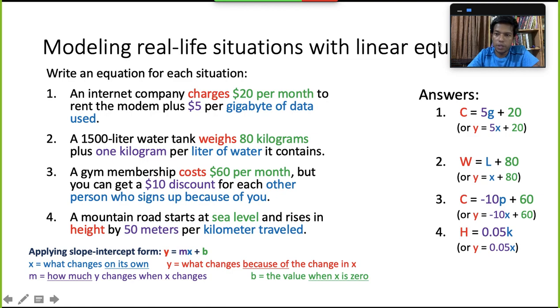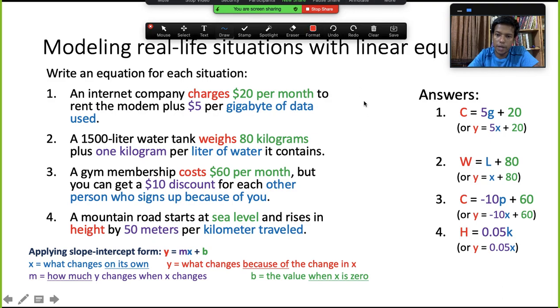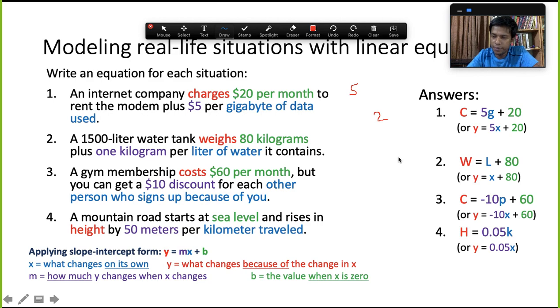Modeling real life situations with linear equations. In a linear equation, if something progresses by a certain amount after a certain interval of time, then it is linear. For example, suppose you have $5 in your pocket, and your mother says that every week she will give you $2 extra. So you have $5 now, and every week she will give you $2.